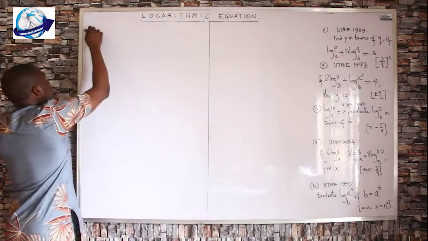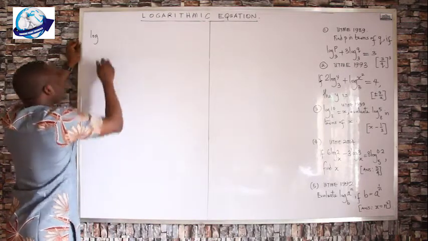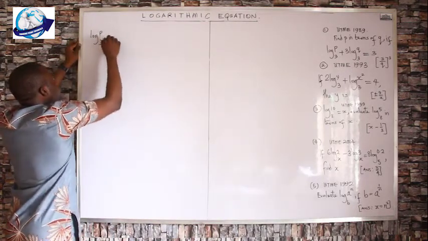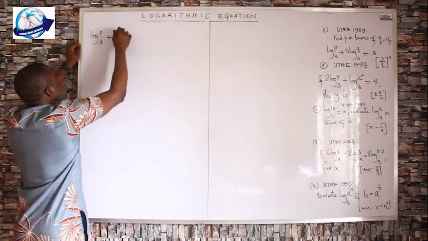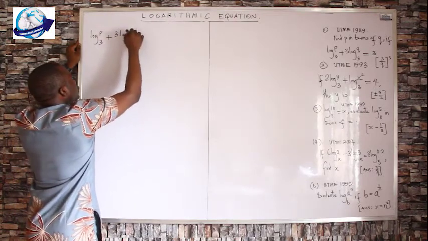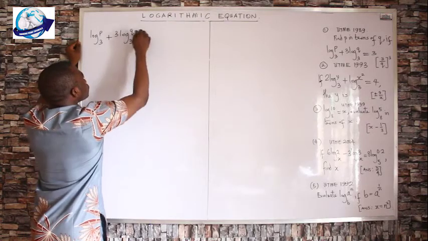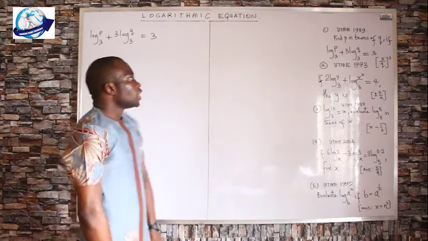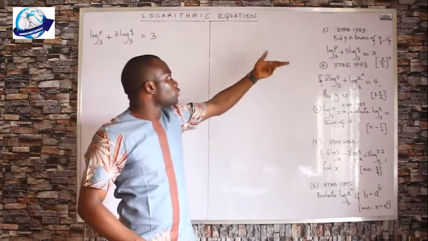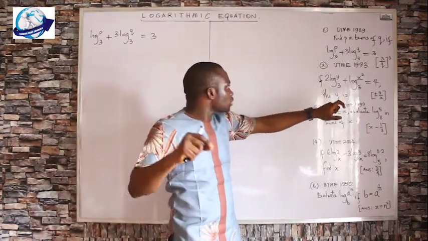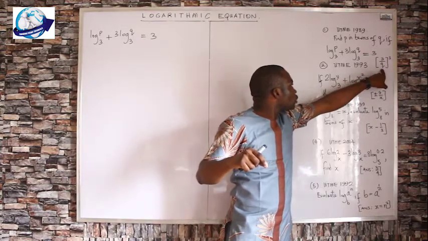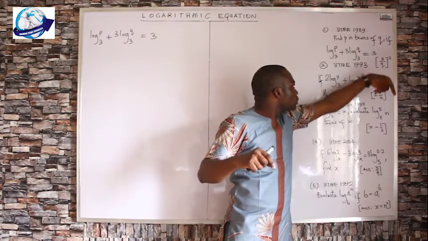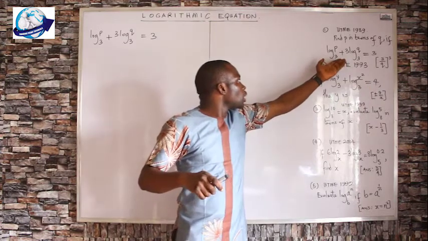We have log P base 3 plus 3 log Q base 3 equal to 3. Okay, so this is the question we have. If you want to solve this, please mind you, I placed the answer by the corner, so you see 3 cubed over Q raised to power 3. Let's see how we can answer this. Well, let's go quickly.